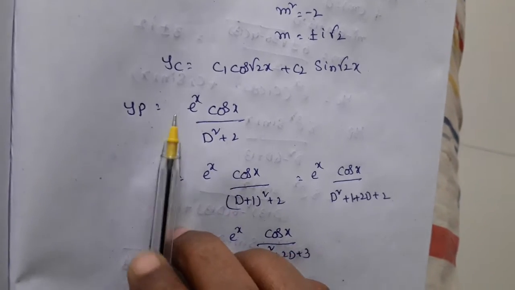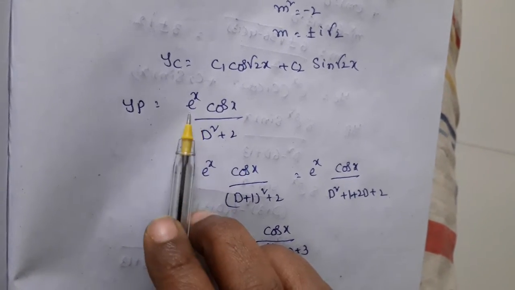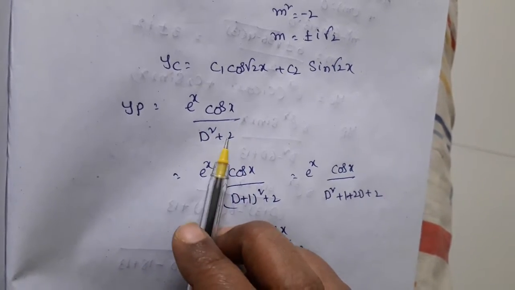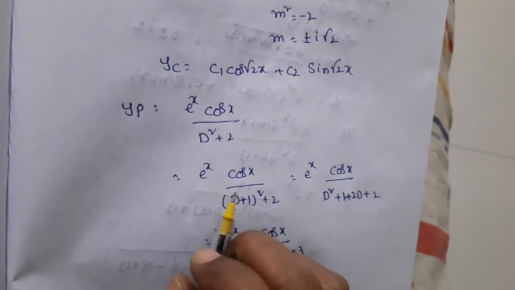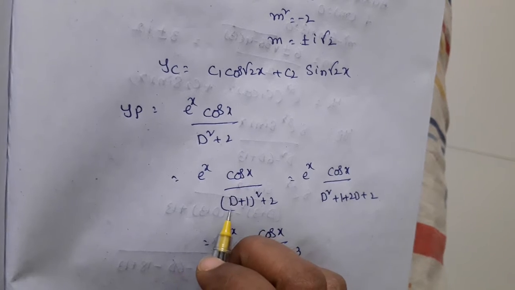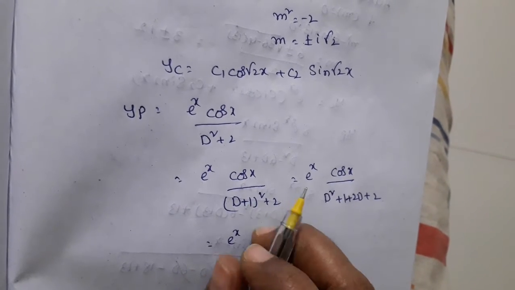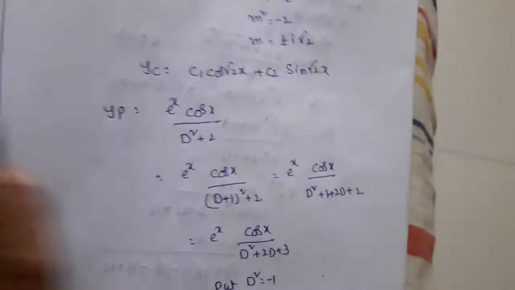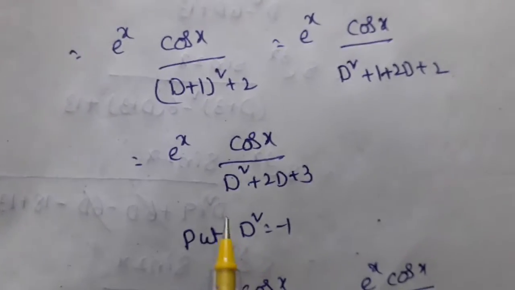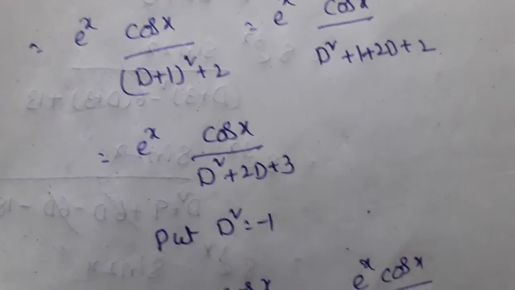So the particular integral y p is equal to e power x into cos x by D square plus 2. The coefficient of x is 1, so replace D with D plus 1. E power x into cos x by (D plus 1) whole square plus 2. So e power x into cos x by D square plus 1 plus 2D plus 2. That is e power x into cos x by D square plus 2D plus 3.